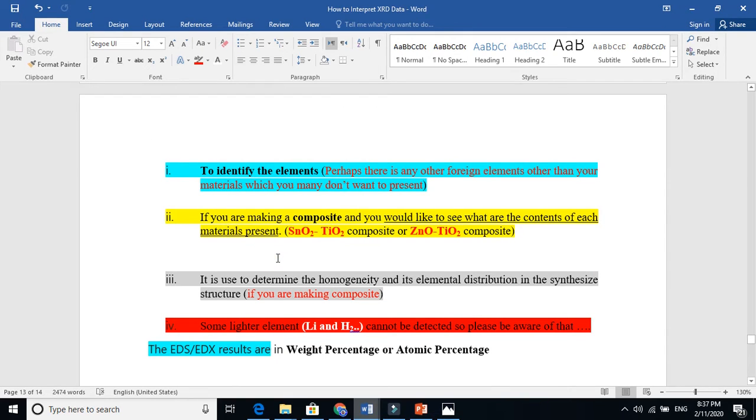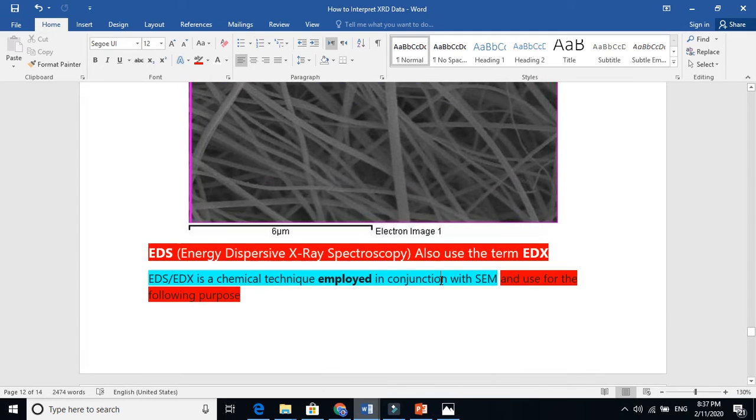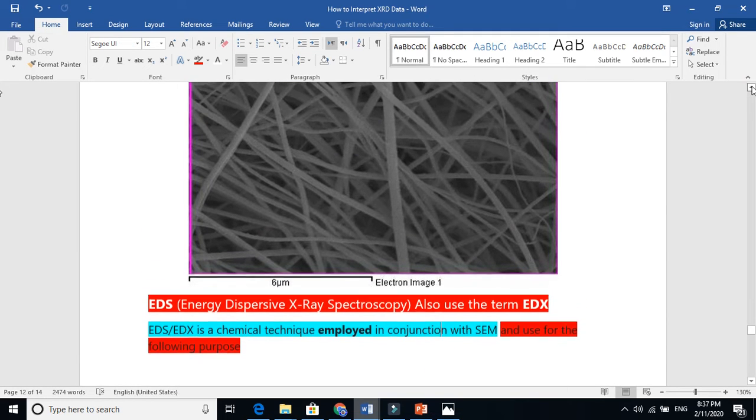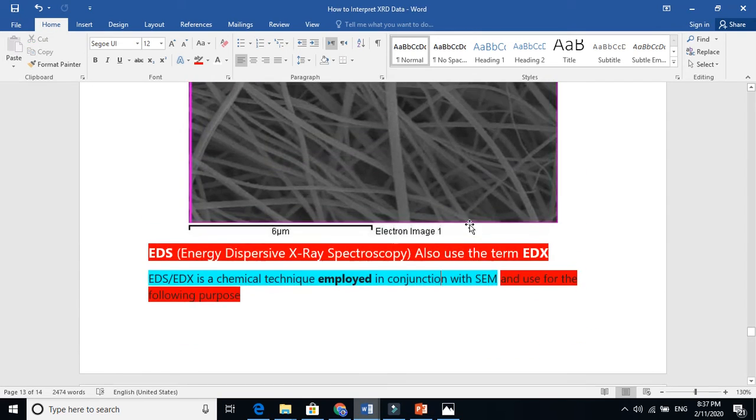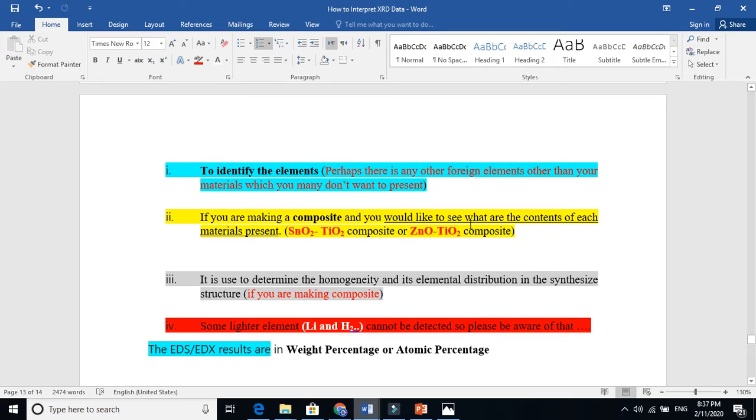Third, it is used to determine the homogeneity and elemental distribution in a synthesized structure. If you are making a composite, this is a very important sentence. What does it mean to know the homogeneity in elemental distribution? For example, you put the powder in the SEM machine, take EDX, and target this area for the spectrum. In this particular area, you want to know whether the Sn or titania are distributed equally or not, because you will see later the weight and atomic percentages. You see, this is the fourth.